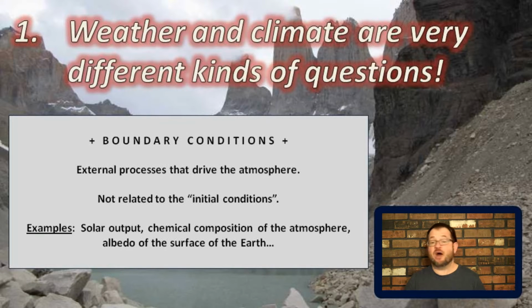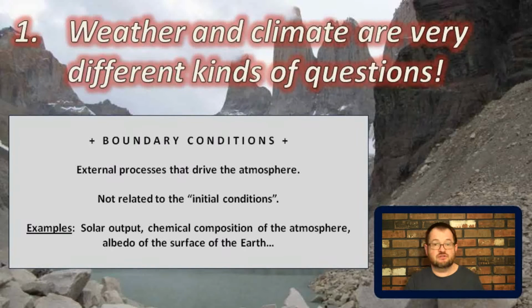Things like, for example, the output of the sun. How many watts per square meter of sunlight are reaching the surface of the Earth? Okay, that is not something we're forecasting. That's something we have to tell the model. We tell the model this is how much energy is coming from the sun.